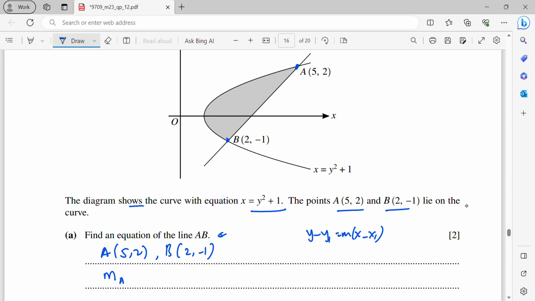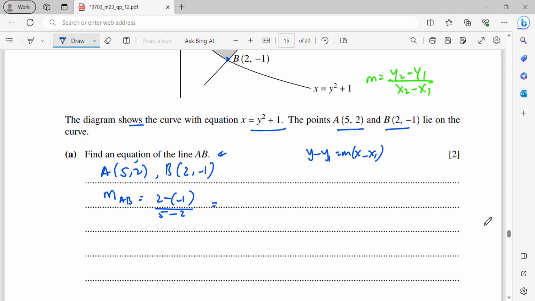So now my MAB, the gradient of AB, is found by y2 minus y1 over x2 minus x1. Okay, so now I will write, my y, not the x. So I will use the A as the x1, y1. So 2 minus minus 1 over 5 minus 2, that is my y2 minus y1 over x2 minus x1. Then numerator is 3, denominator is 3, therefore it is 1 here.